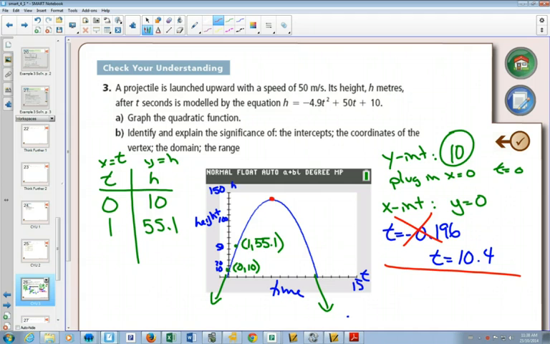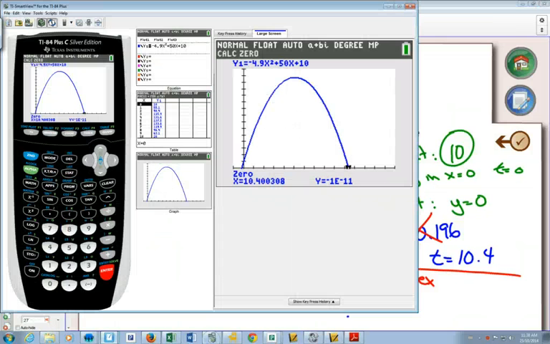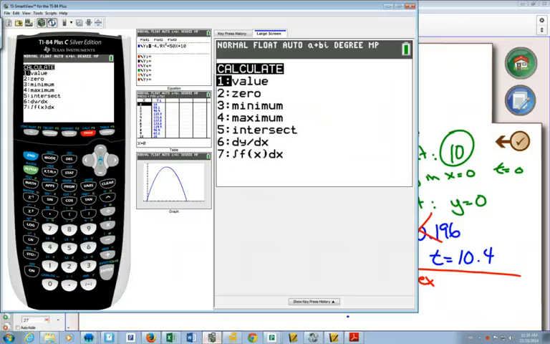On your calculator to find the vertex. We go to our calculator. We go back to the calculation button. Which one of these do you think is going to help you find the vertex? Because it doesn't say vertex. Maximum. For this time, the vertex is the maximum. So we're going to go down to number 4. Push enter.